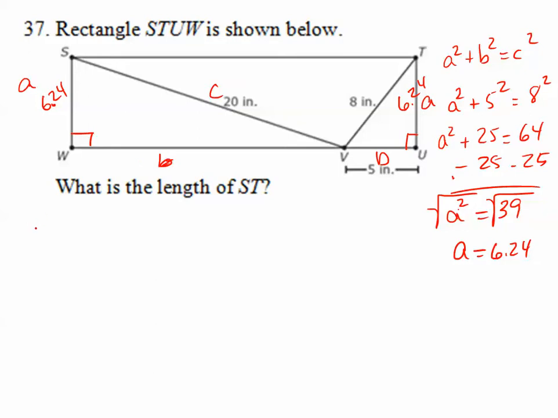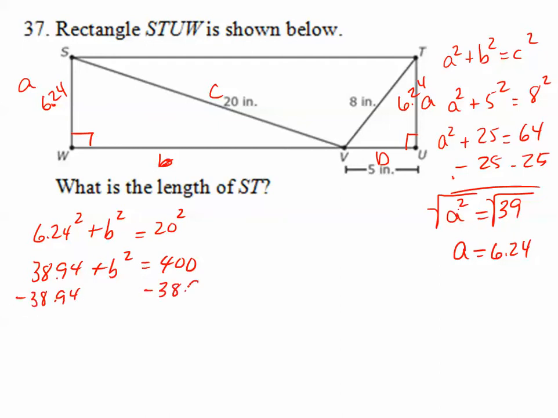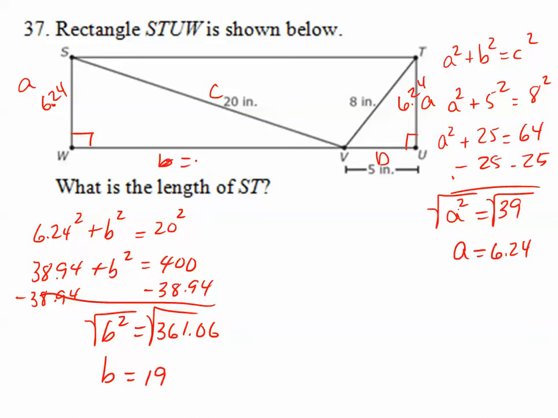So again, a squared plus b squared equals c squared. So 6.24 squared plus b squared equals 20 squared. 6.24 squared is 38.94 plus b squared equals 400, which is 20 squared. If I subtract 38.94 from both sides, I get b squared equals 361.06. Take the square root of both sides. B equals 19. So this is 19.